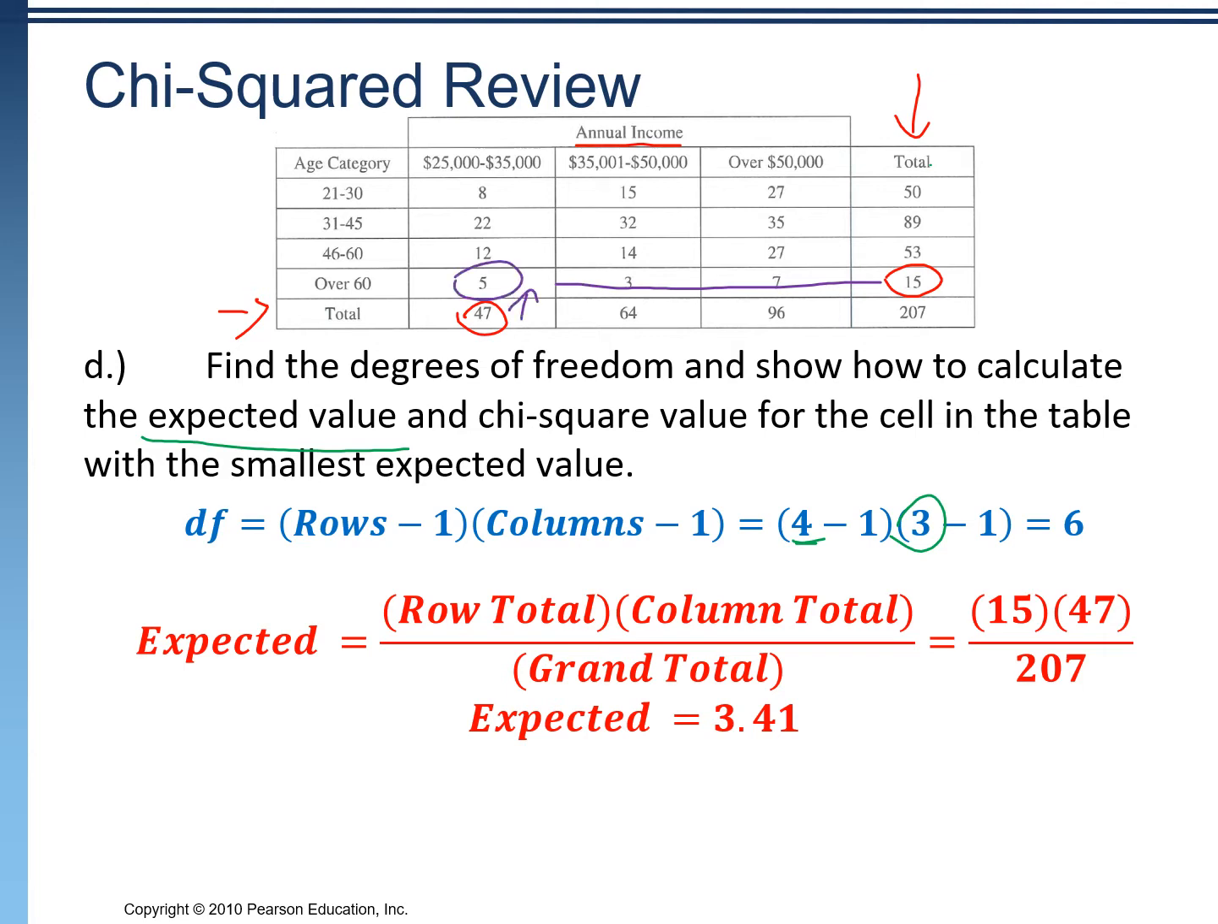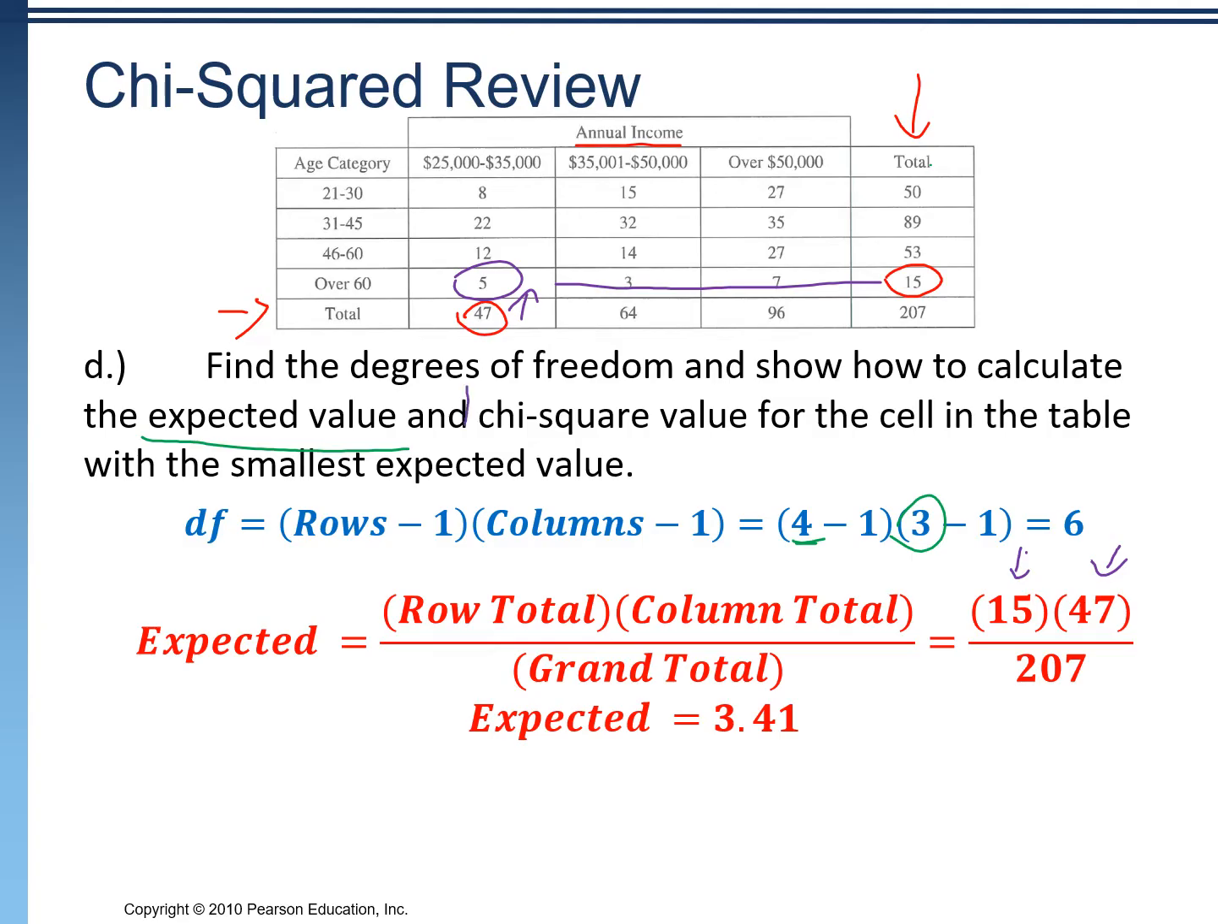right there. So we're finding the expected value for that cell that has a 5 in it in the bottom left. Row total is 15, column total 47 out of 207. We get an expected value for that cell of 3.41.